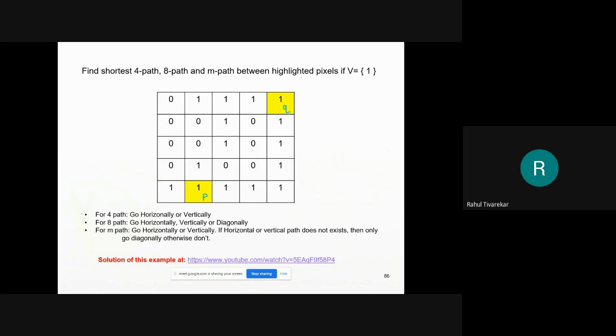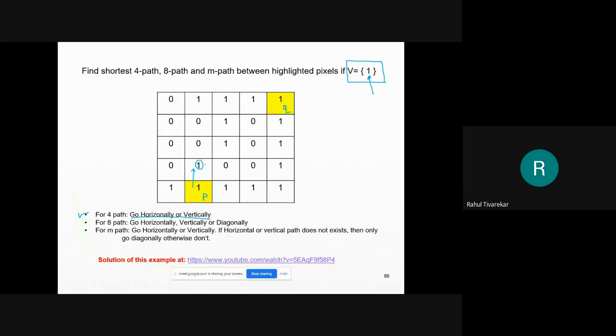So now you should know what to do while finding 4 path. You either go horizontally or vertically by keeping on connecting all the pixels which are part of V. Here the image contains elements 0 and 1 and set V contains only element 1. So my path should be connecting all the elements 1 which are part of V. So from P, if I keep on collecting all the elements which are 4 neighbors, from here to here, I can collect this element because this is a 4th neighbor of pixel P.